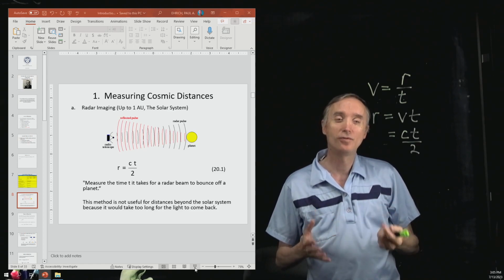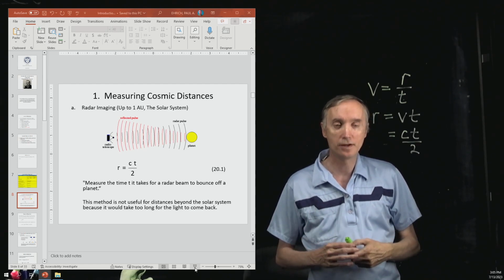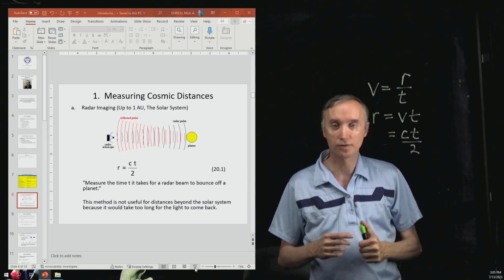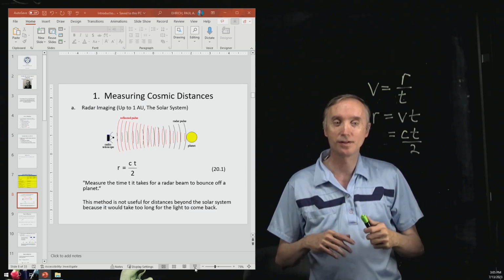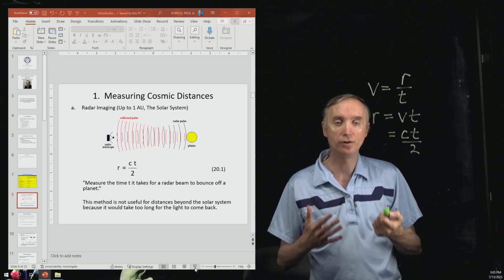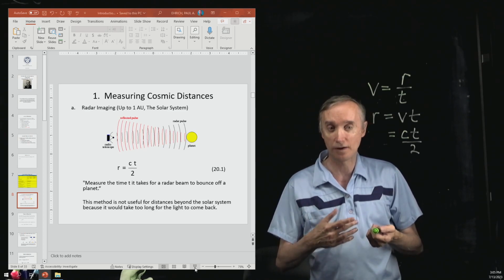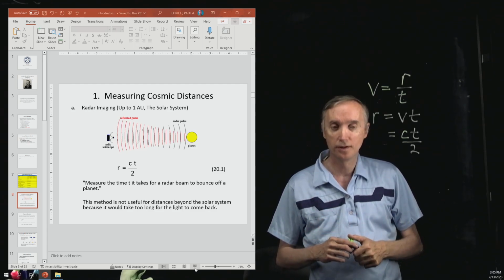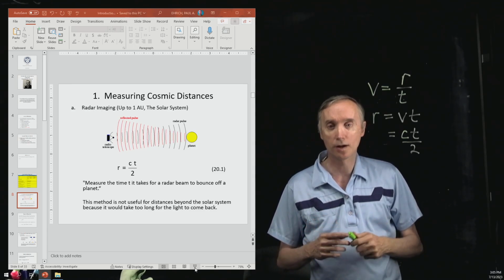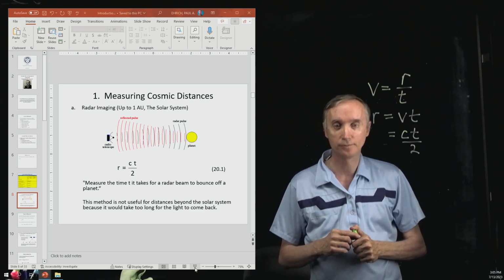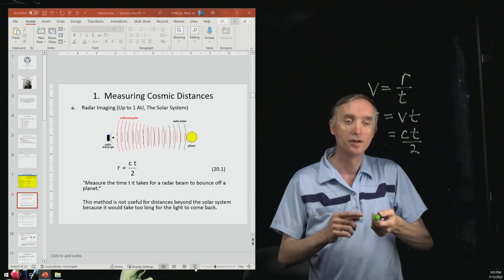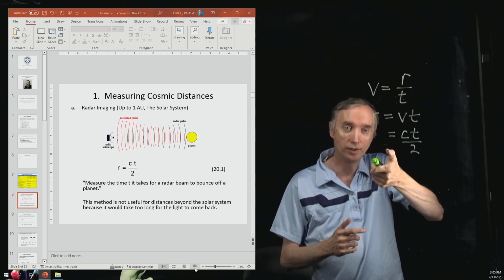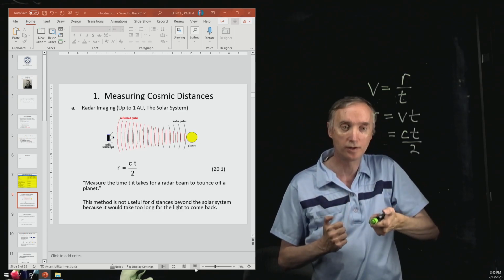Now, this method of measuring distances is only useful inside our solar system. Let's say that we, even if we could, measure the distance to Alpha Centauri, the star where Zefram Cochrane came from in Star Trek. Remember him? All right, so we point our flashlight at Alpha Centauri and click our stopwatch.